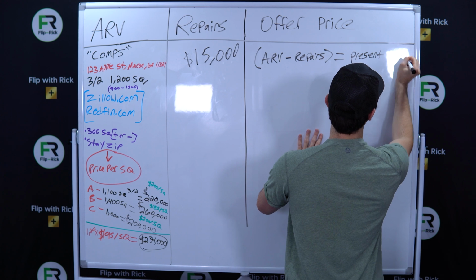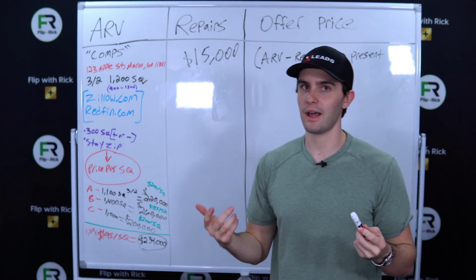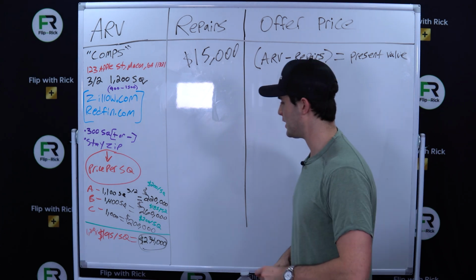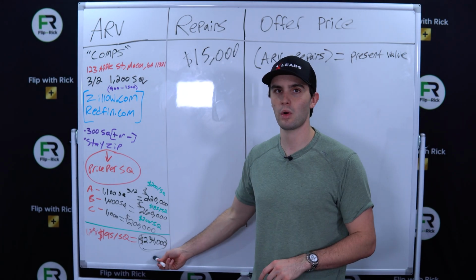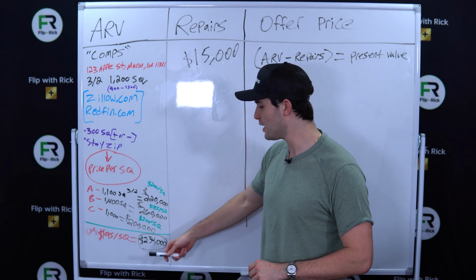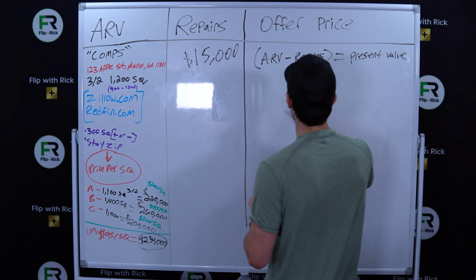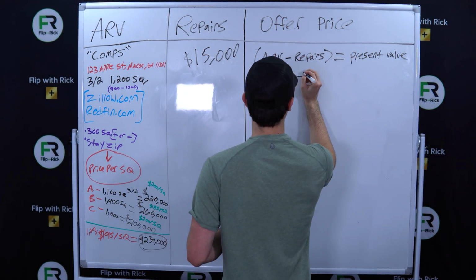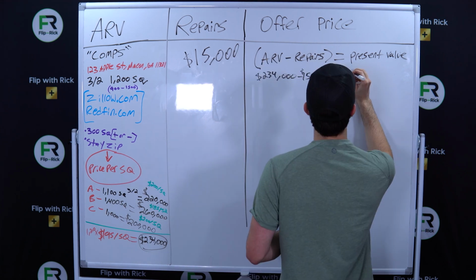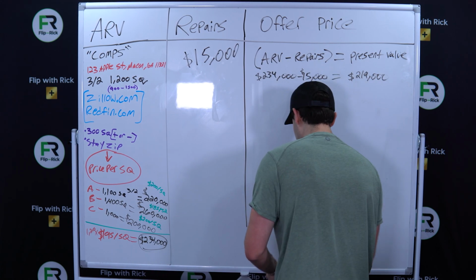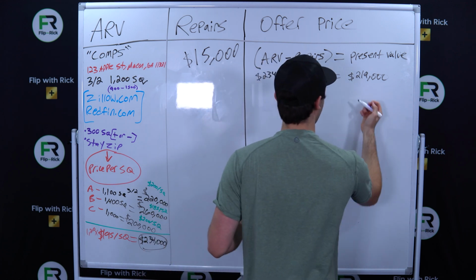Now you might gasp at me and be like, what do you mean? No, I said it. This basically means this property, if we take 234, what it's worth right now on its best day, we turn it into what it should be on its best day. The present value of this property, which would be 234 minus 15,000, is equal to 219,000. This is the present value, what this thing would probably be worth if I threw it on the market.